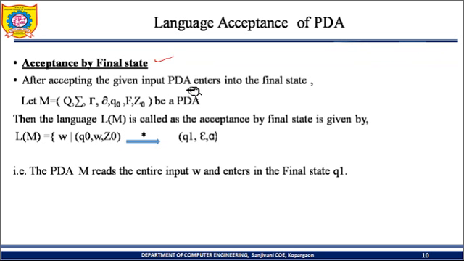After accepting the given input, the PDA enters into the final state. So in case of final state, the given input is suppose ABA. After reading that ABA input, the PDA will enter into the final state. And that concept is called acceptance by final state.